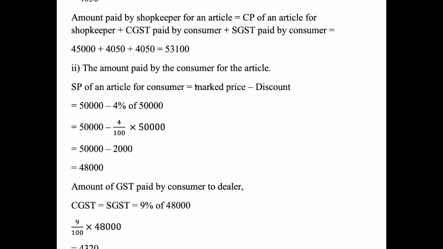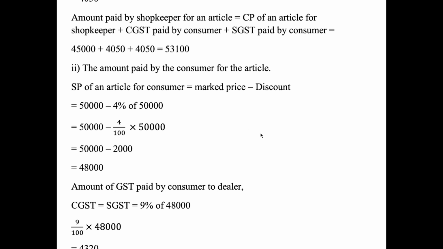article, that is selling price of the article for the consumer, that is the marked price plus the extra amount. Marked price 50,000, 4% of that 50,000. So add the amount, that comes to 52,000 rupees.